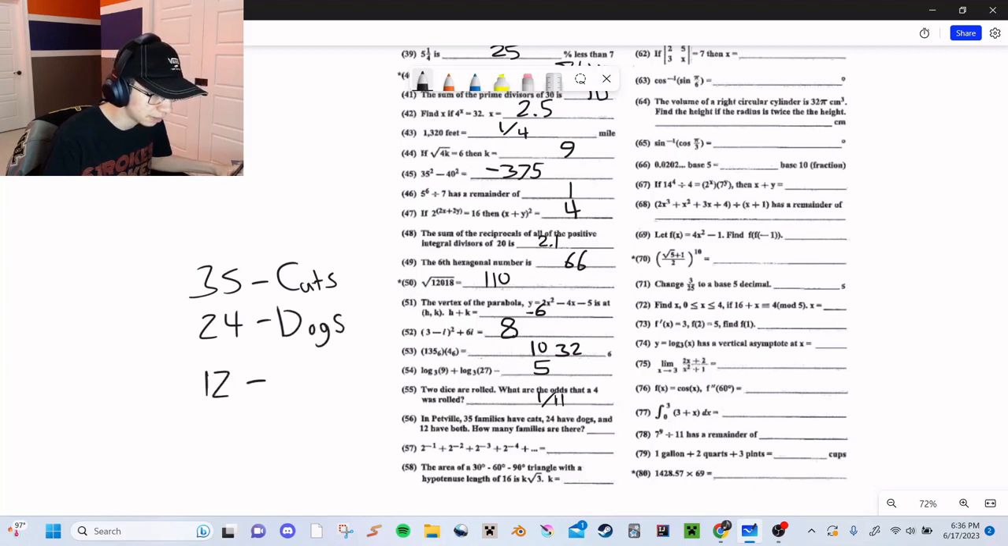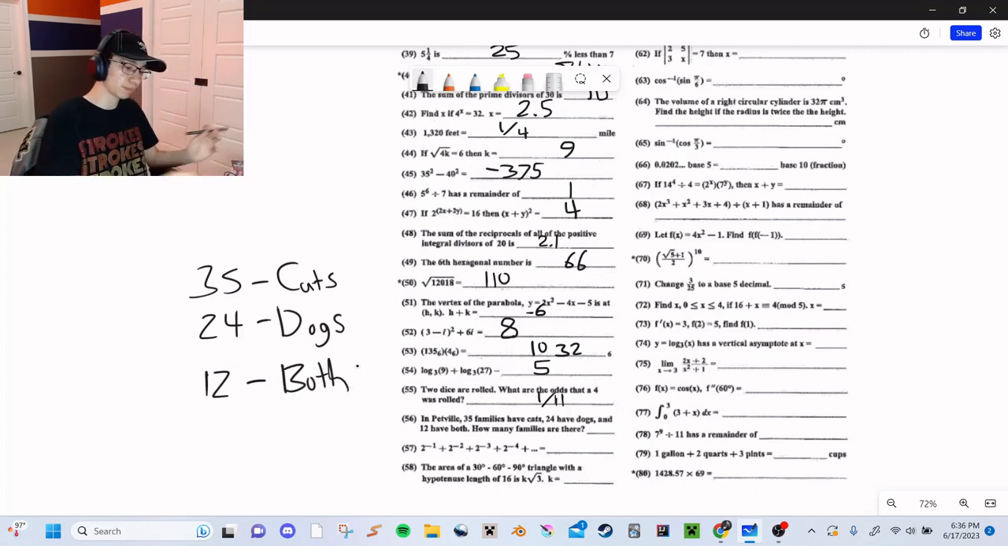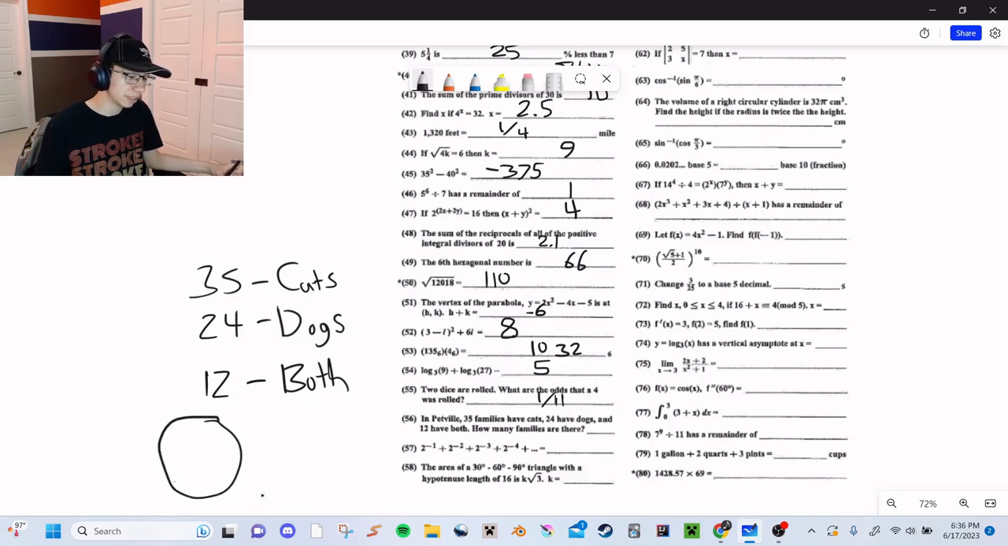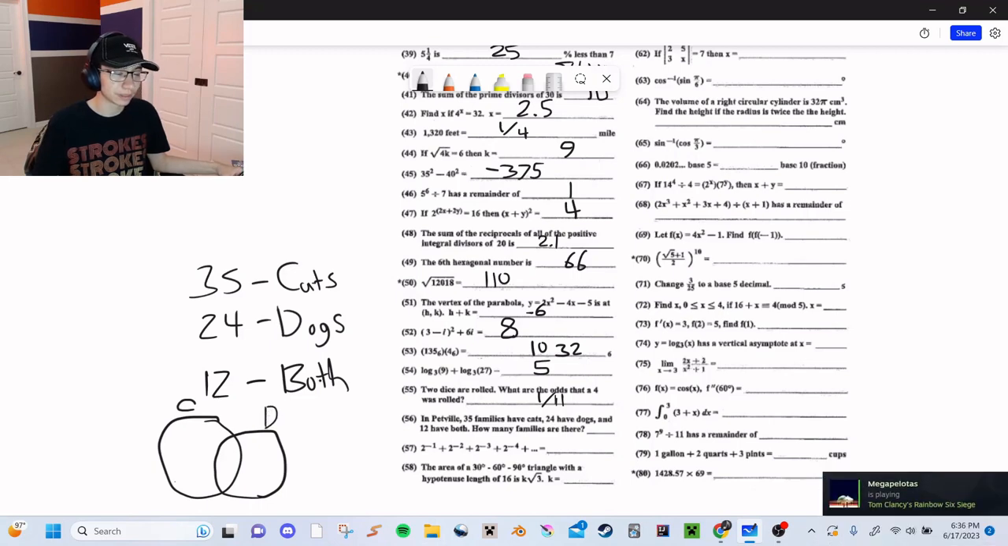And 12 have both. Wow. Okay. How many families are there? So to solve this question, typically we use a Venn diagram to think about what the question's talking about here. Say this circle represents cat owners and this circle represents dog owners.